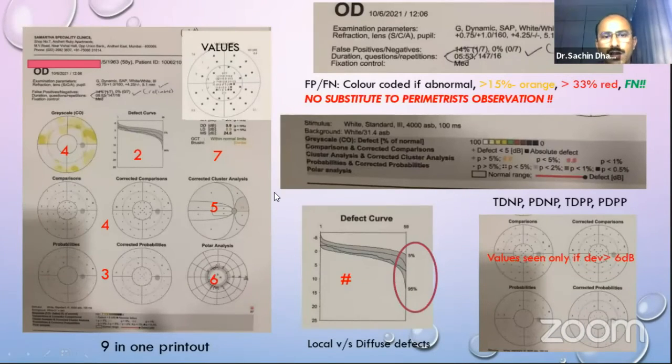So here we have the maps, the values map. If you want, you can incorporate it in the printout. Otherwise, this is the grayscale comparisons, the defect curve, which has already been described.